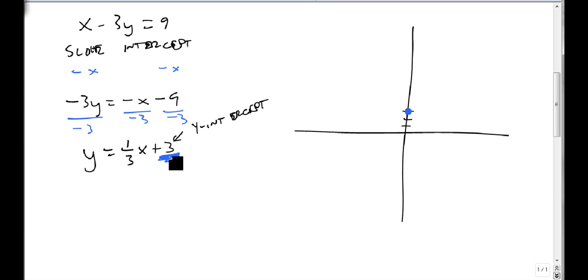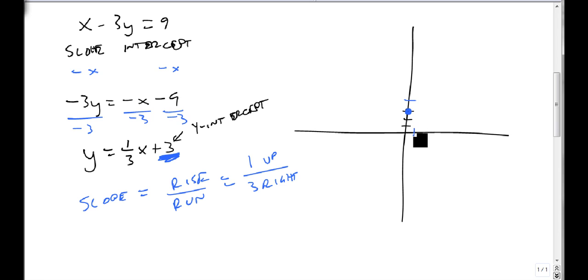But now I've got the slope of 1/3. And remember that slope is defined as a rise over a run. So it says if I go up this much, I need to go over this much. So in this case, if I go up 1, then I go 3 to the right. So I can go up 1 and over 1, 2, 3. And I can do that again.